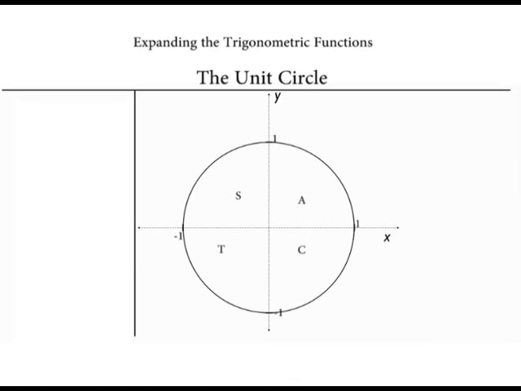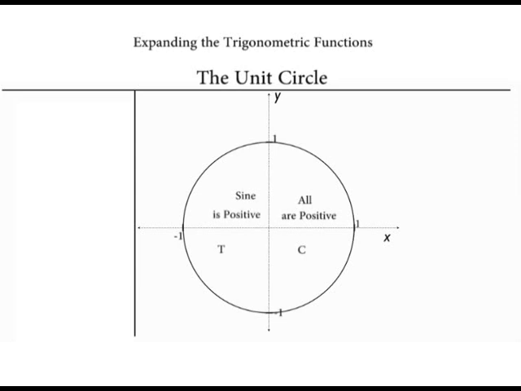In quadrant A, sines, cosines and tangents were positive. A stands for all are positive. In quadrant S, sines are positive, cosines and tangents are negative. S stands for sine is positive.